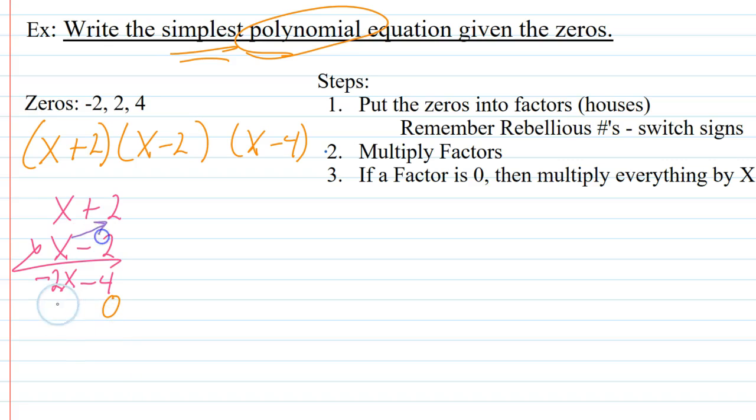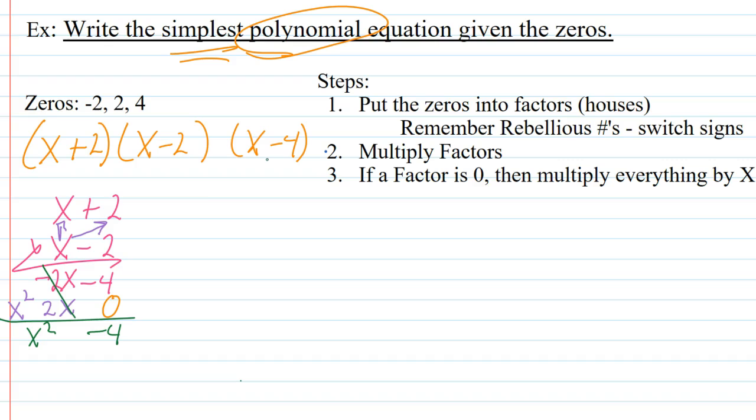X times 2 is 2x. X times x is x squared. Then, our last step is always to combine like terms. -4 plus 0 is -4. -2x plus 2x cancels each other out. And x squared plus nothing is x squared. So we have x squared minus 4 when we multiplied x plus 2 times x plus 2.